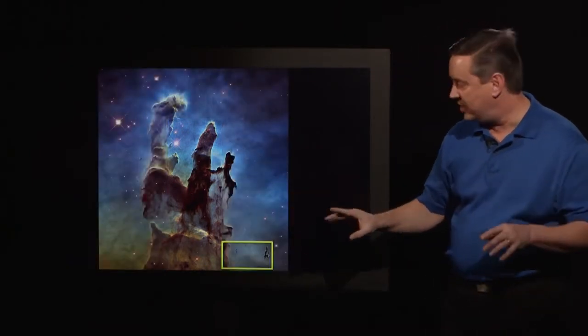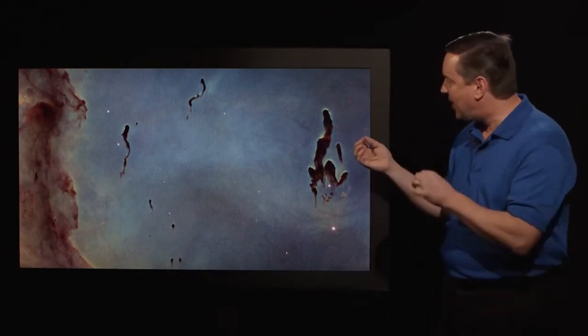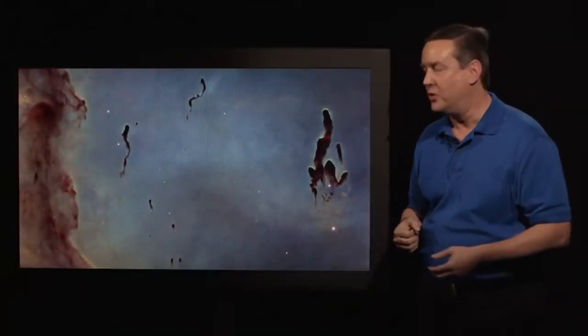There's another cool region down here in the lower right of the image. If I blow that up to full screen, you can see that we've got some tiny little pillars. These are individual small pillars that are very much like those fingers that we saw at the top of the tall pillar. However, these are isolated, and I would guess that these would evaporate away relatively quickly sometime in the future.